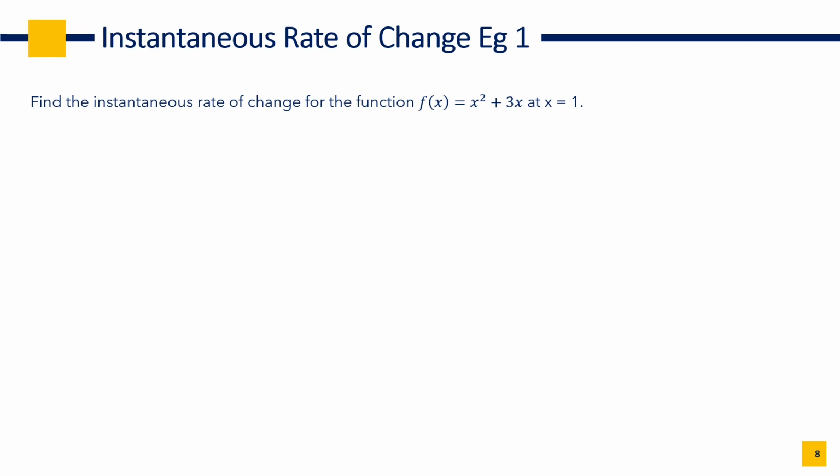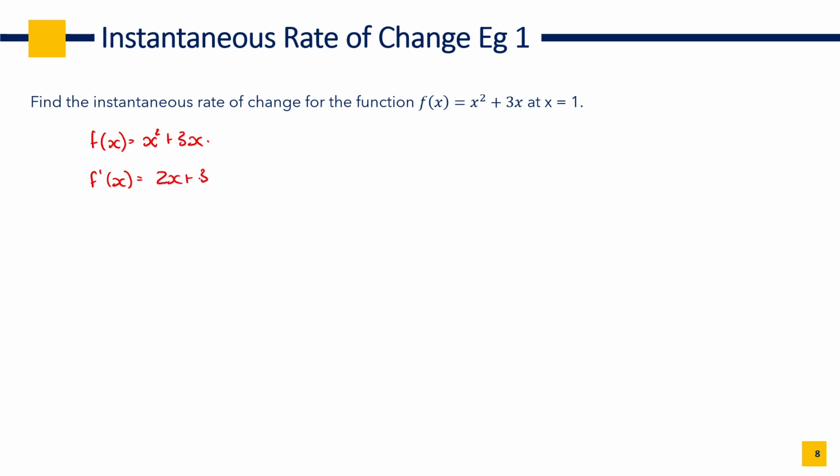Okay, so now we're going to do an example where instead of taking the limit to find the instantaneous rate of change, we are going to use the derivative instead. We're going to find the instantaneous rate of change for the function f(x) equal to x squared plus 3x at x equal to 1 using the first derivative. The first thing we're going to do is take the derivative. Our function is f(x) equals x squared plus 3x, and its first derivative is 2x + 3.